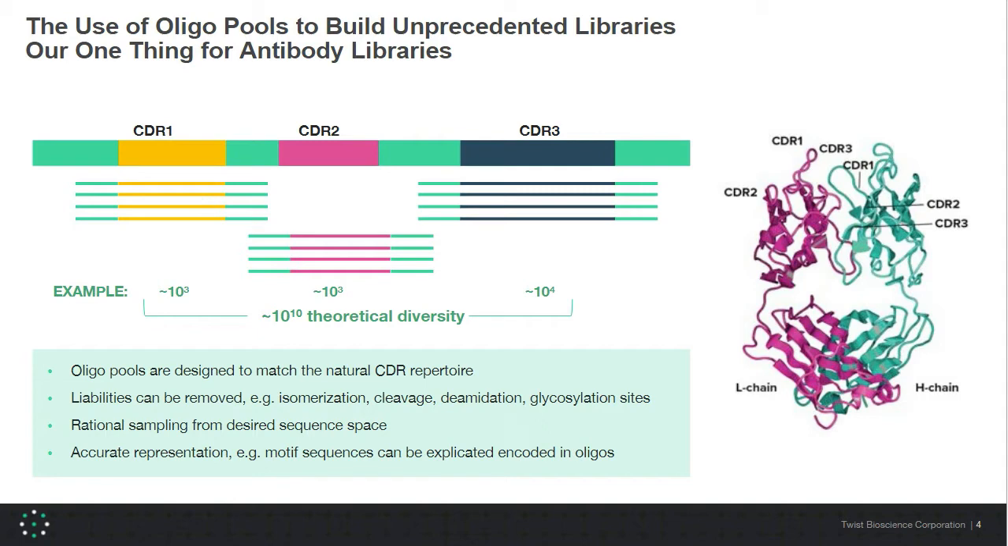I also can remove sequences up front that might lead to liabilities in antibodies that come out of my library. So I can remove CDRs, even though they might be naturally occurring, that have isomerization, cleavage, deamination, glycosylation sites. And then finally, as you'll see later, the cool thing about using oligo pools to build antibody libraries is I also can insert specific motifs if I choose to. That's actually key and central to our GPCR library that I'll talk about later.